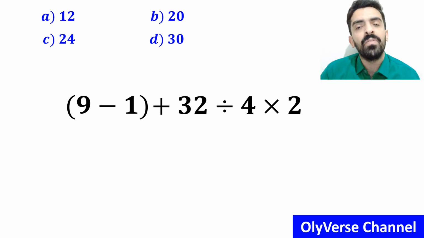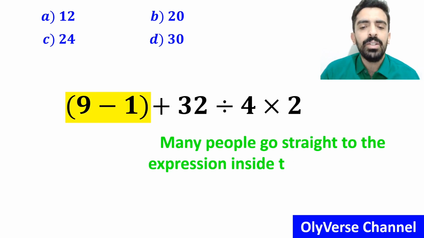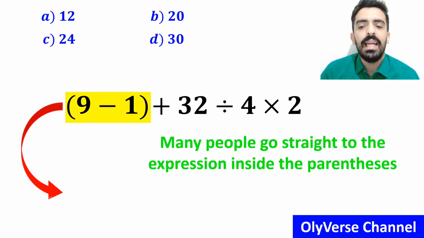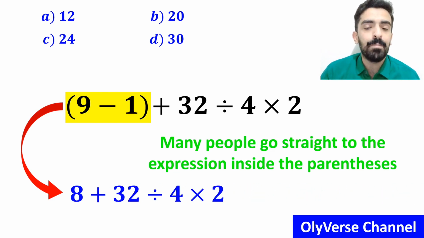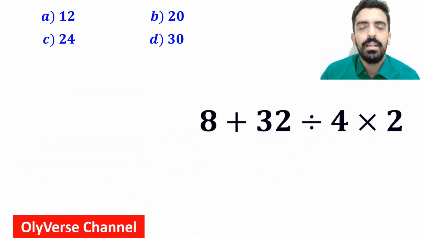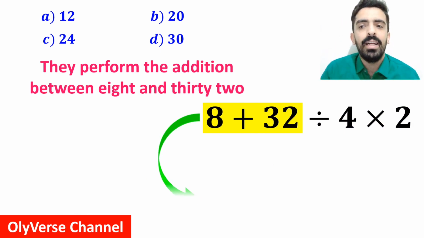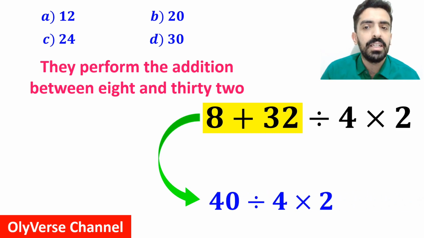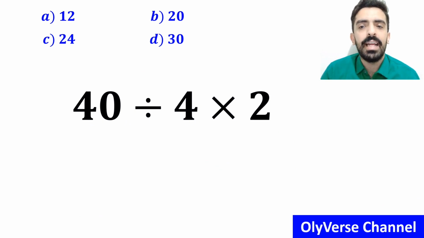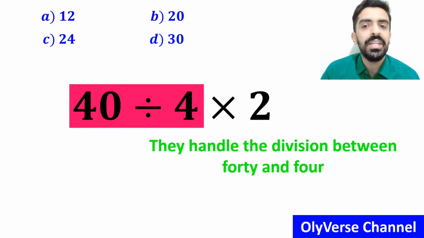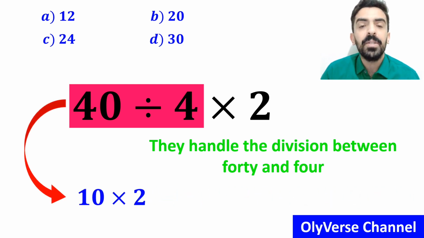In the first step of solving this question, many people go straight to the expression inside the parentheses and simplify the whole expression to 8 + 32 ÷ 4 × 2. In the next step, they perform the addition between 8 and 32 and simplify this expression to 40 ÷ 4 × 2. In the final step, they handle the division between 40 and 4 and write this expression as 10 × 2, which eventually gives them the answer 20.